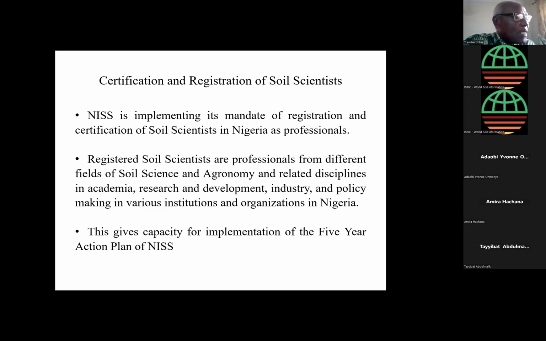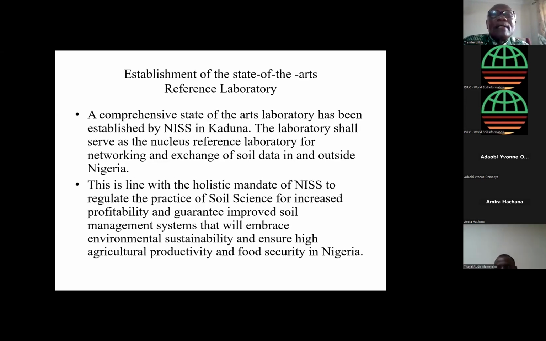And this is very important because this registration of soil scientists gives capacity for implementation of the 5-year action plan and any other thing that NIST has to do for the proper management and protection of soil resources in Nigeria. Like I said earlier on, as part of this, NIST has established a state-of-the-art reference laboratory in Kaduna, northwestern state of Nigeria.